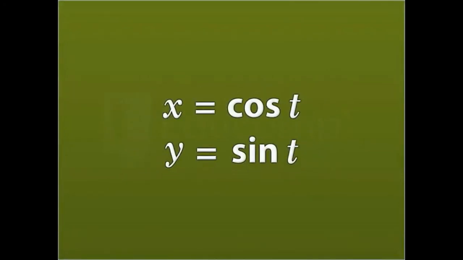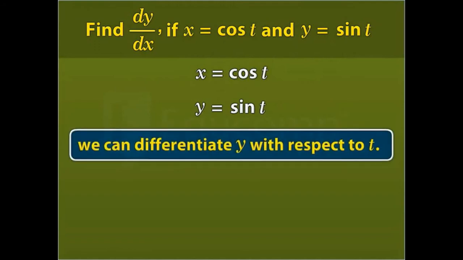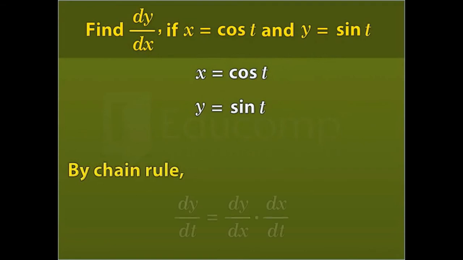Suppose x equals cosine t and y equals sine t. Here x and y are related to each other via parameter t. We need to find the derivative of y with respect to x without eliminating the parameter. Here, we cannot differentiate y with respect to x directly, but we can differentiate y with respect to t. Also, using the chain rule, the derivative of y with respect to t equals the derivative of y with respect to x into the derivative of x with respect to t. We can easily find these two derivatives.